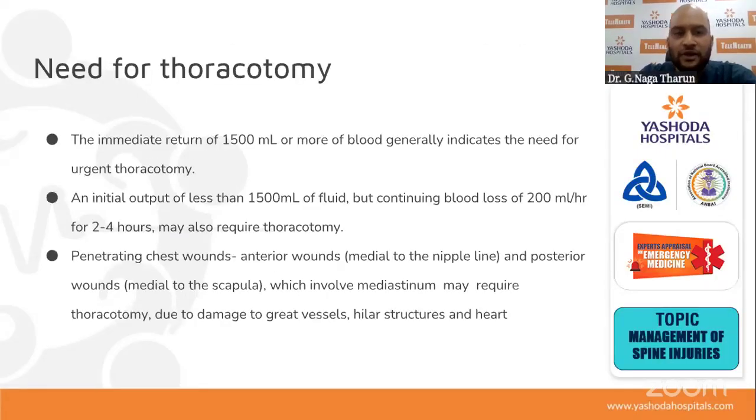So coming to the need for thoracotomy, when will we plan for it? The immediate return of 1500 ml or more of blood generally indicates the need for urgent thoracotomy. Whenever the patient is not giving us time, the patient is in very severe distress, then we can proceed for the needle thoracotomy. An initial output of less than 1500 ml of fluid, but continuing blood loss of 200 ml per hour for 2 to 4 hours, may require thoracotomy.